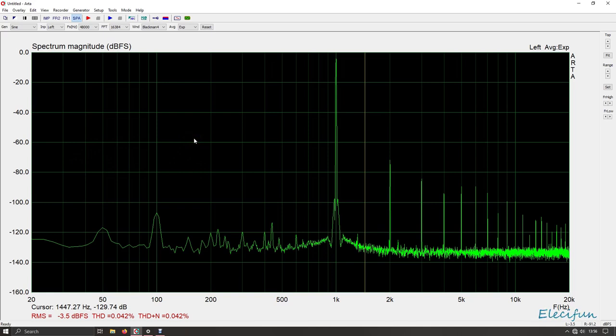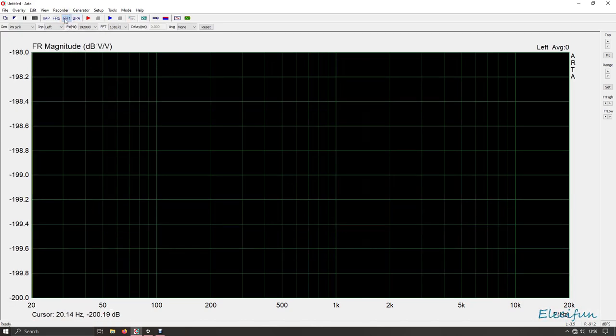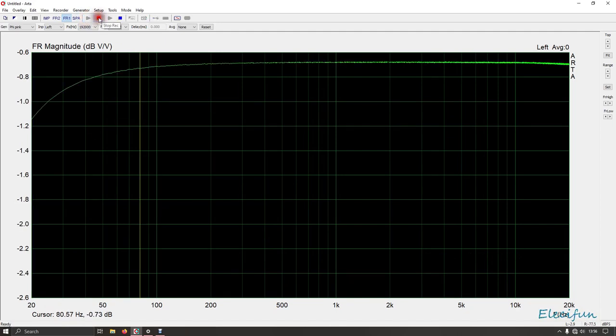So let's take a peek, keeping all the same values. I'm keeping the same volume level and everything, at minus 3.5 dBFS, and we'll look at the frequency response. Just hit that, and here we go.